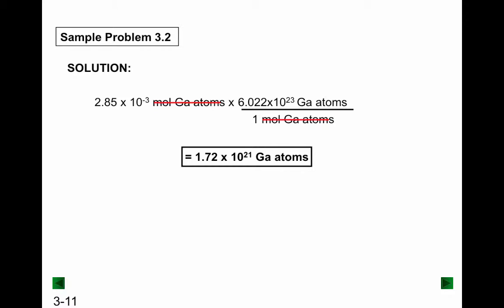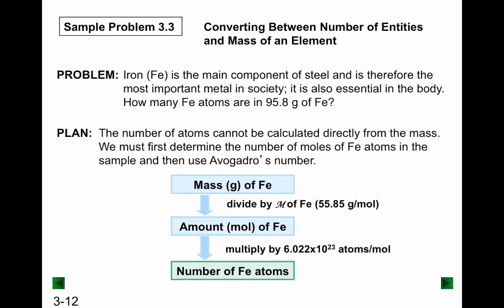As you can see here, the correct answer is 1.72 times 10 to the 21st atoms of gallium. Were you able to come up with the correct answer? If yes, great job, and please go on to the next slide. If no, can you see where you may have made a mistake? One common error is entering the data into your calculator. Please make sure you are entering the data into your calculator correctly. Please work through the follow-up problem before moving on to the next slide.